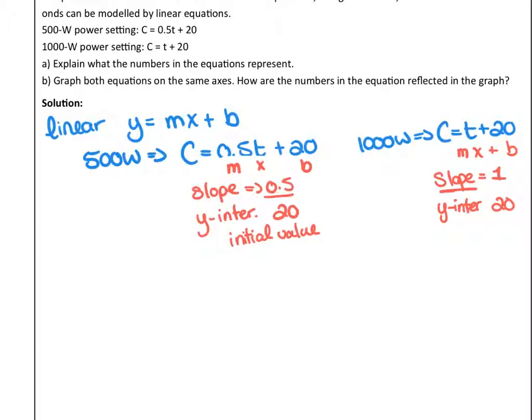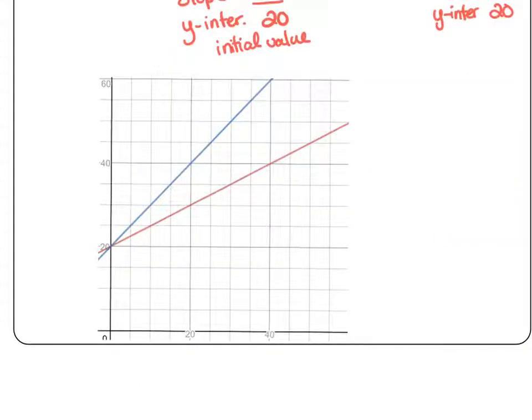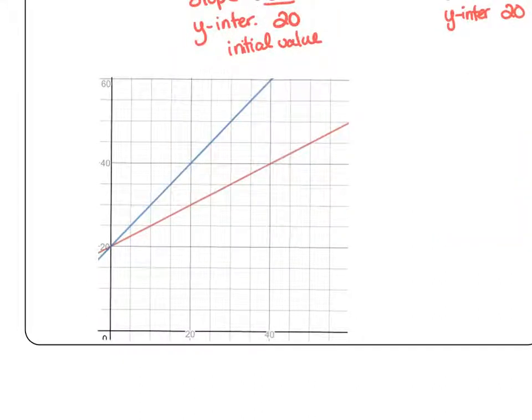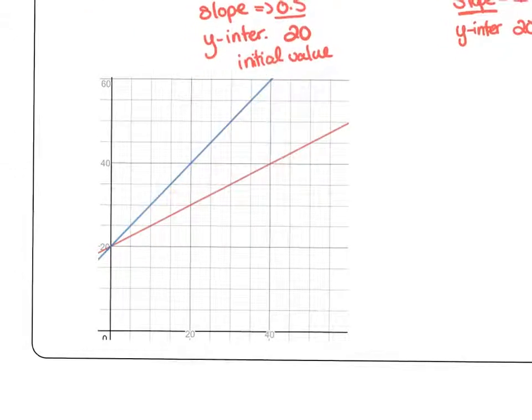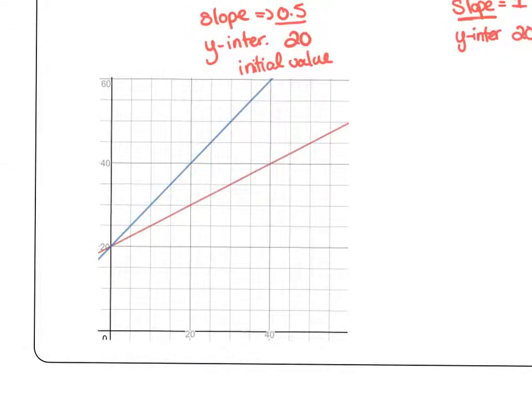So part B said graph both equations on the same axis. How are the numbers in the equation reflected in the graph? So I went to Desmos and I did a graph, and I have a copy of it, and I'm just going to paste it in here. So just one sec, guys. All right, so here is my graph. I went to Desmos and I grabbed it, so then I put it in here. But if you go to Desmos or you want to do this by hand, it doesn't really matter. There's what the graphs look like.